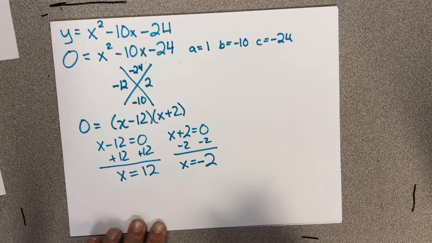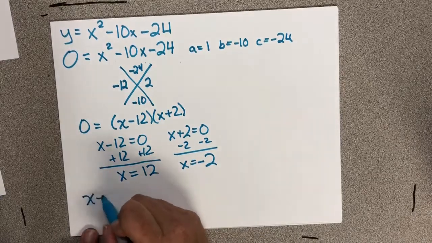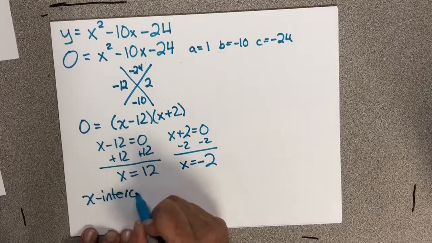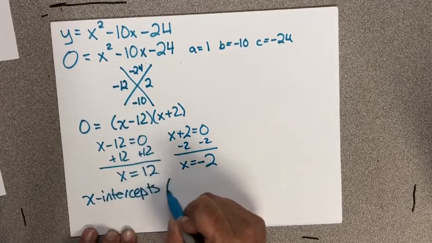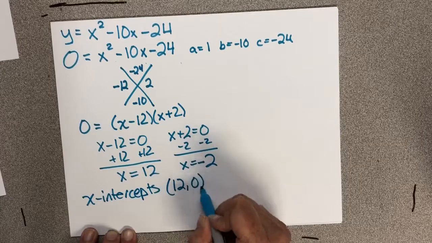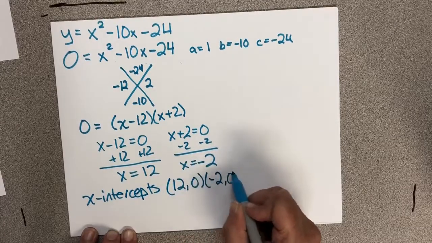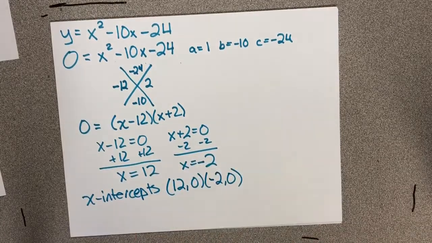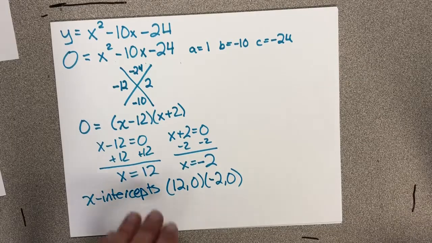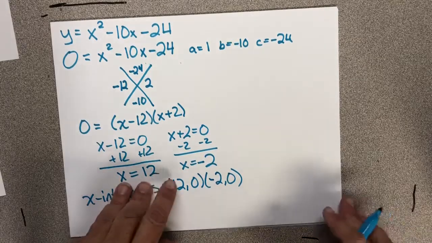Now remember that we state x-intercepts as ordered pairs. So our x-intercepts are 12, 0 and negative 2, 0. And later in the instructions, it says to check your work for the x-intercepts by substituting into the original equation. So I'm going to go ahead and do that before I do everything else.